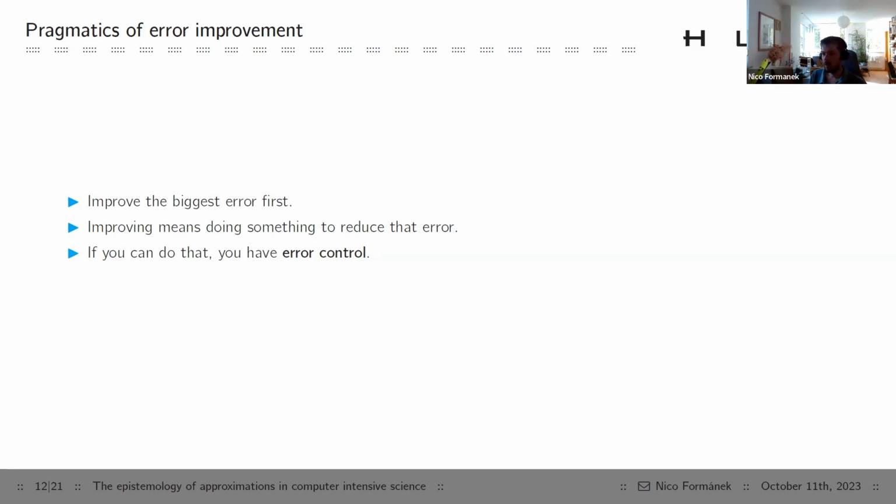And this is what I term error control. So you have error control if you can actually do something to make an error that you want to make smaller, actually smaller. And this error control can come in different types. You can have error control over your modeling error. Sometimes this just means you have to come up with a new model or new theory. In computation, it is often thought that you just improve on compute. Okay, so we go to the next slide.